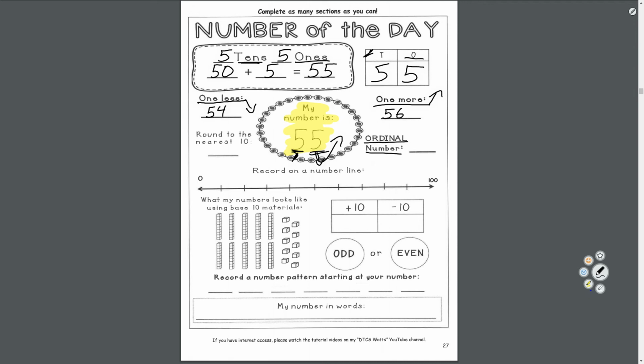Ordinal number, like a race with 100 people, you came in 55th place. You got to put the letters there.